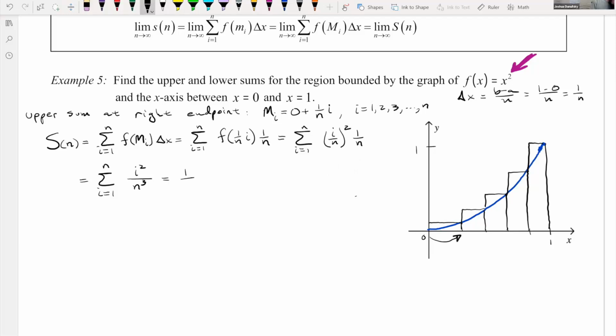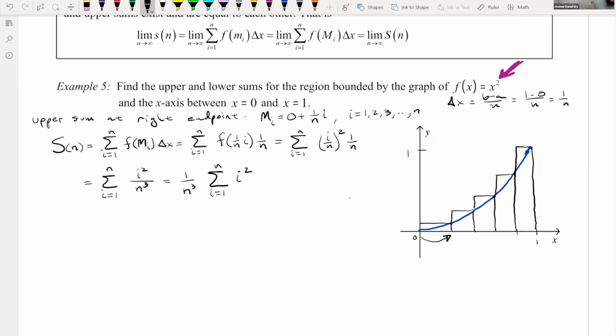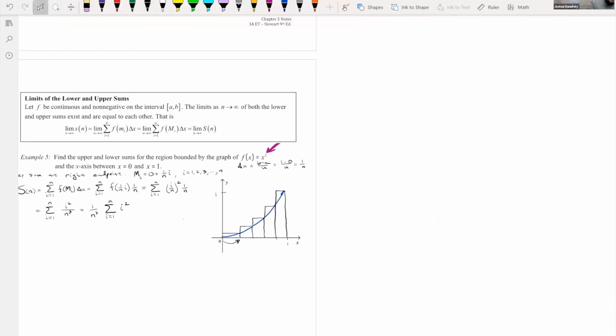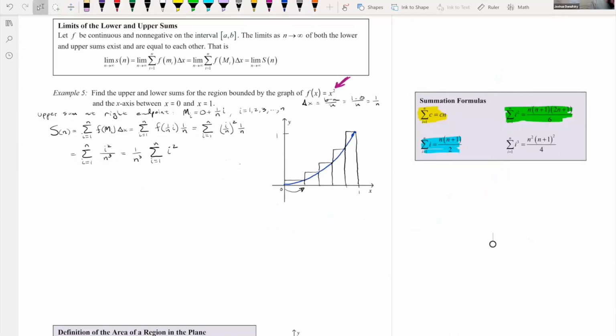I'm going to factor out the 1 over n to the third, and now I have simply the summation i equals 1 to n of the i squareds. And of course, we have a formula for that in green to the right. And so I'm going to rewrite this as 1 over n to the third times the sum of the i squareds, which is n times n plus 1 times 2n plus 1, all over 6.